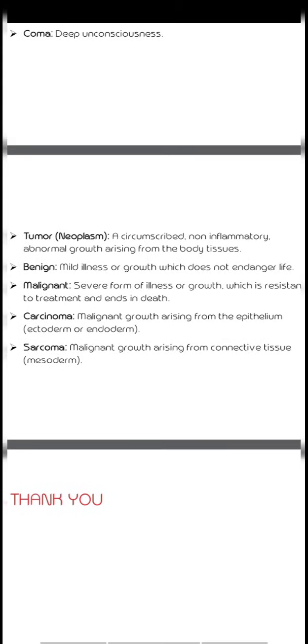Okay, now let's get to the tumor. As I told you earlier, we're going to discuss the tumors in the end. So a tumor is a neoplasm. The term used is neoplasia. Just like hyperplasia, hypoplasia, the term neoplasia means formation of abnormal new cells, which is uncontrolled.